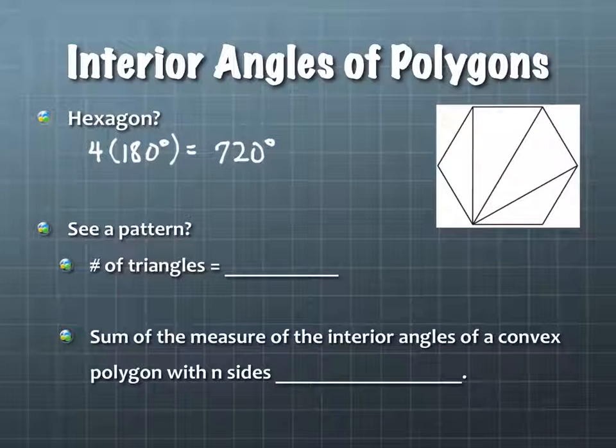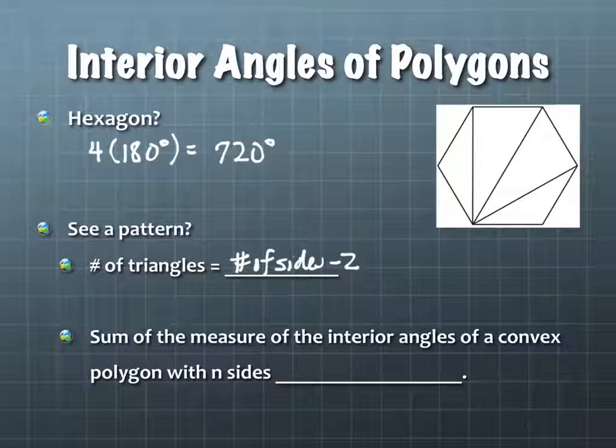How is the number of triangles in the shape related to the shape itself? We're going to multiply by the 180 later, but I want to know just how the number of triangles relates to the shape. The sides minus 2. When I had a pentagon, which is 5 sides, I had 3 triangles. A hexagon is 6 sides, I have 4 triangles. A quadrilateral is 4 sides, I had 2 triangles. So the number of triangles is the number of sides minus 2.